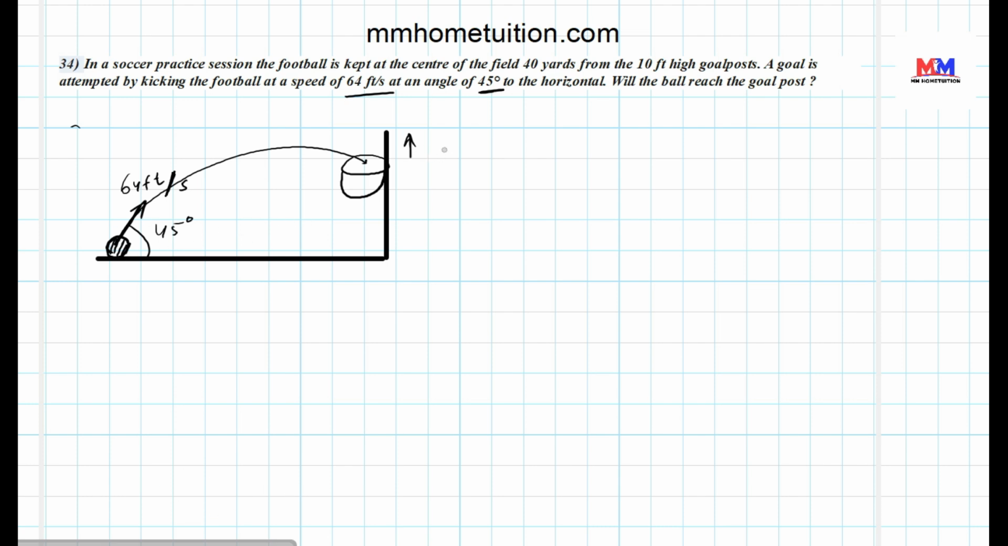Height of the goal post is 10 feet and this horizontal distance is 40 yards. 1 yard equals 3 feet. So 40 into 3, that is 120 feet. So this is 120 feet. This is projected at an angle 45 degree.